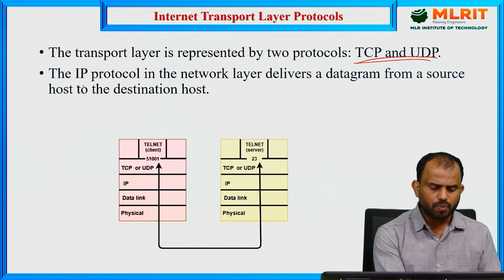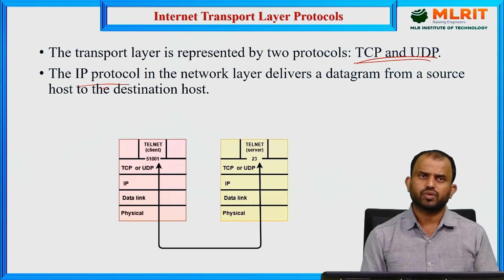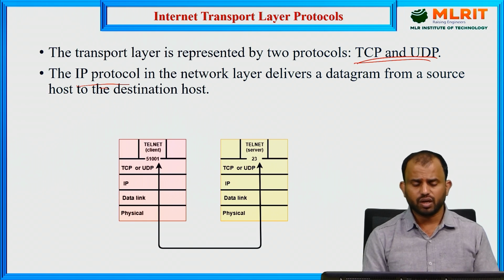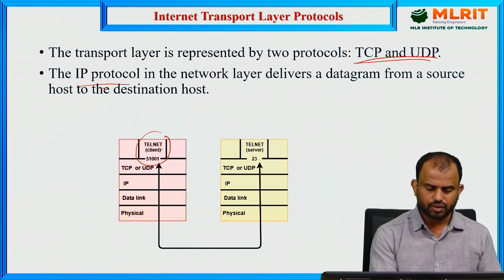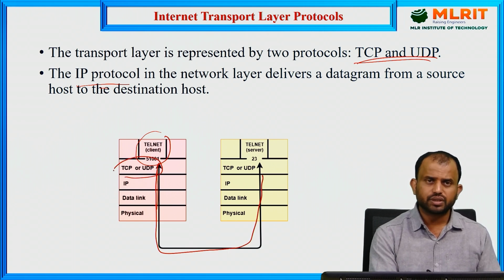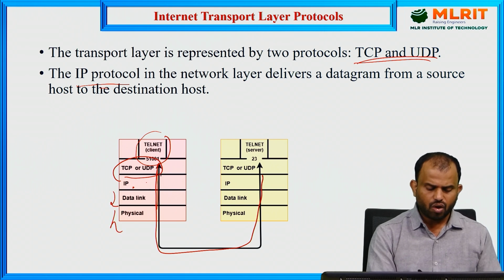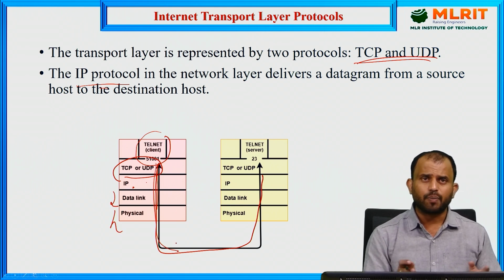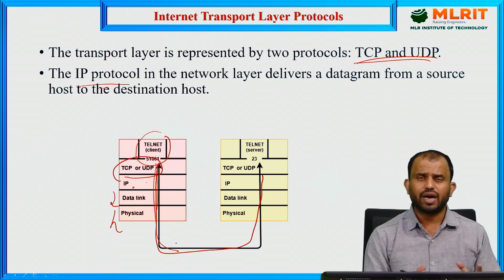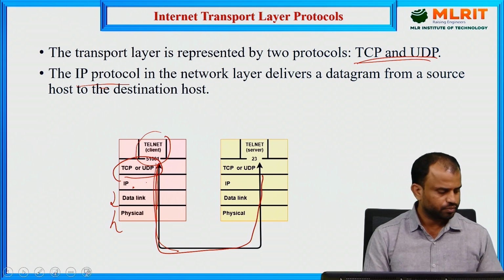The IP protocol in the network layer delivers a datagram from the source host to the destination host. When you see this, we have one telnet client, and information is transferred from this telnet client to the other telnet client. All the way, TCP/IP is involved, or UDP, or the IP layer, or the data link layer or physical layer. All the layers down are involved. The IP layer does the segmentation in the network layer and delivers the datagram from one source host to the second host.